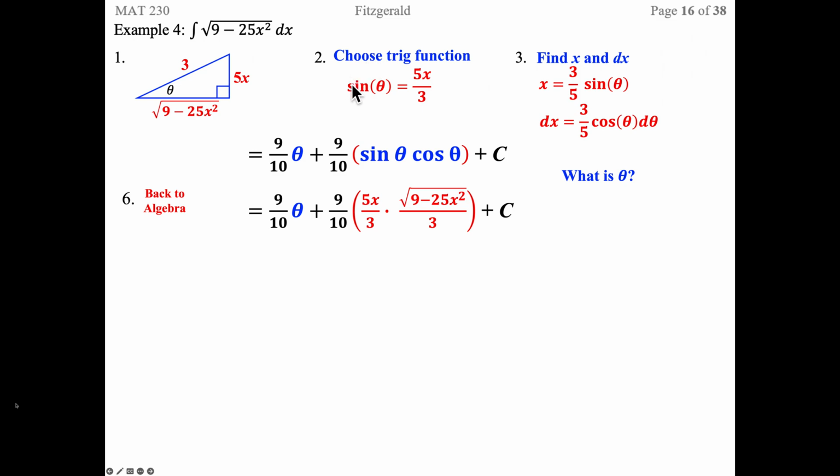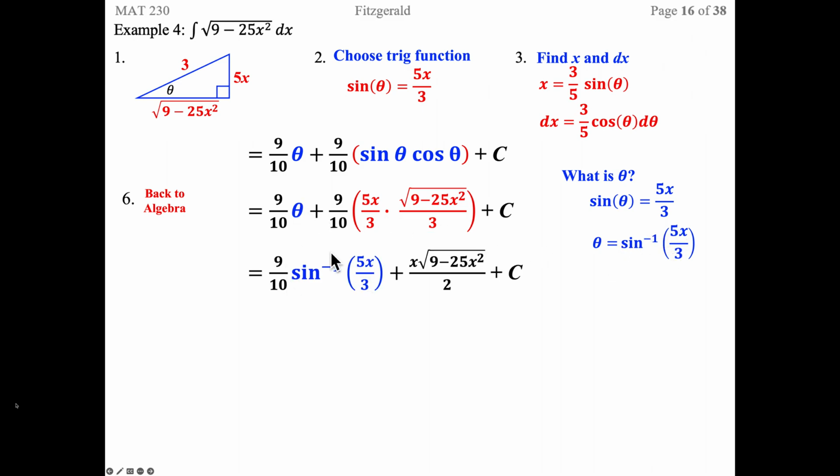We're going to solve this. Now, to get theta by itself, you just do the inverse sine of both sides. There's theta. So we're going to take inverse sine of 5x over 3 and multiply it to that 9/10. Over here, we can do some simplifying. 9 on the top, 3 times 3 is 9, that will cancel. 5 goes into the 10 twice, so that gives me x times the square root of 9 minus 25x squared, all over 2.